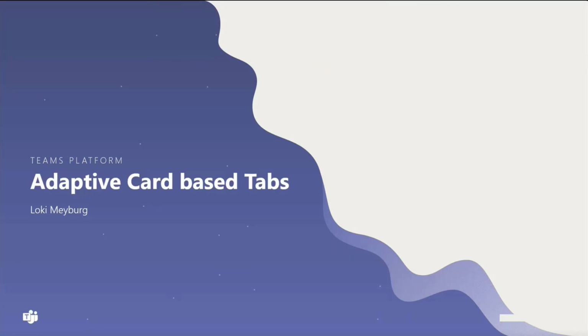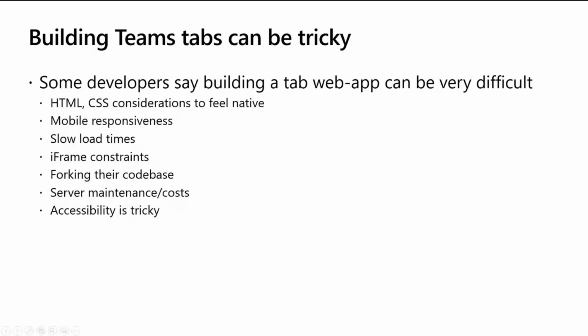Before we jump into the feature, I want to just quickly go over some of the problems we're trying to solve. So some developers say building a tab or a Teams tab can be quite tricky. Oftentimes the tab doesn't look and feel native to the rest of Teams. Also, some web apps aren't responsive, therefore they don't work easily on mobile. We also frequently hear about slow load times.